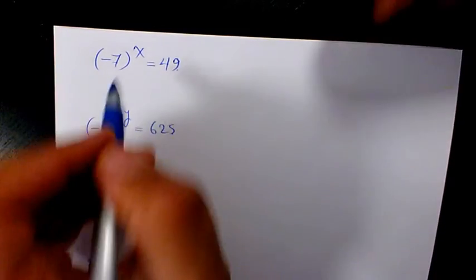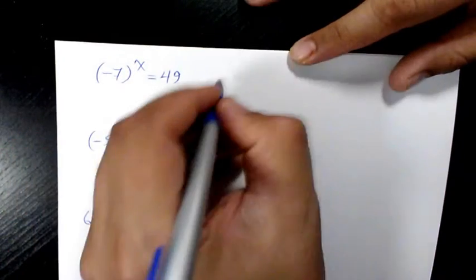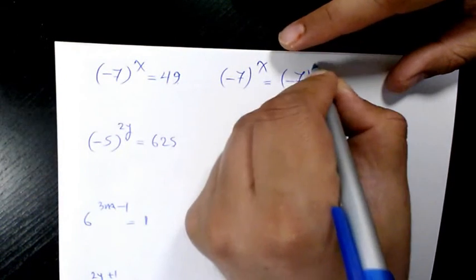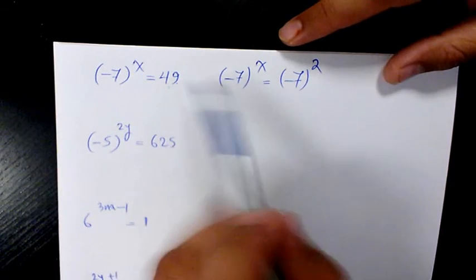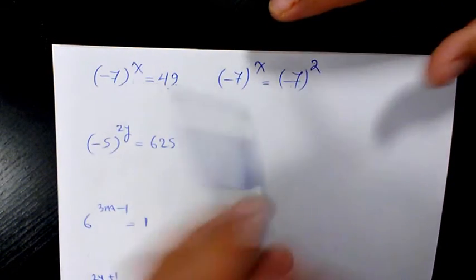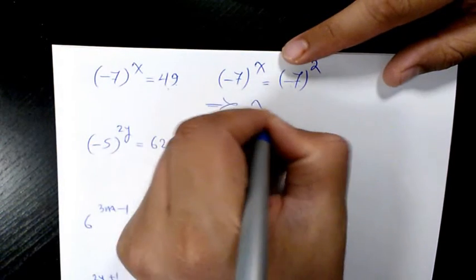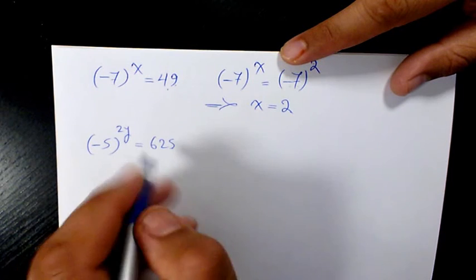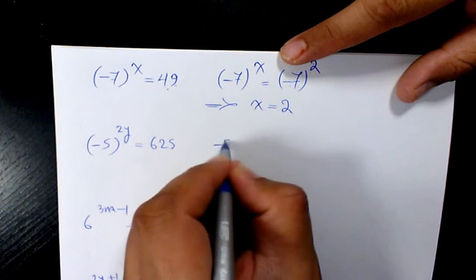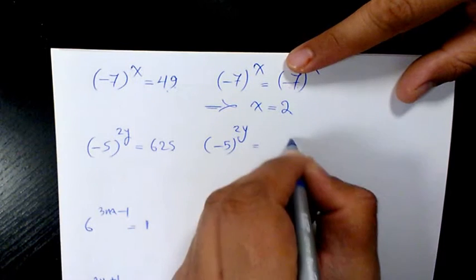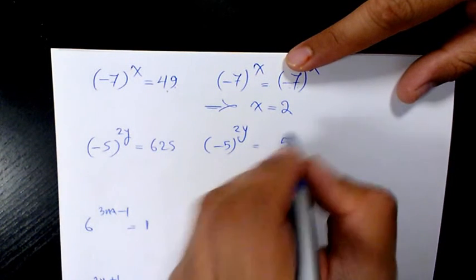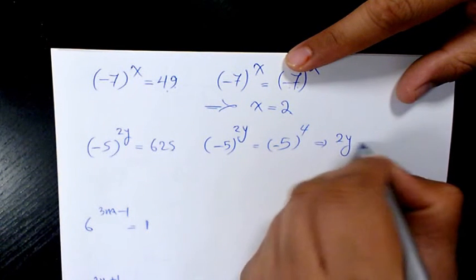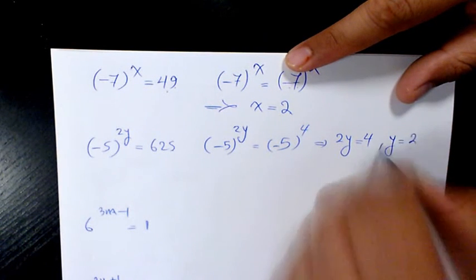Next example. Negative 7 to the power of x equals 49. So it's going to be negative 7 to the power of x equals negative 7 to the power of 2, because 49 is negative 7 to the power of 2 or positive 7 to the power of 2. So x will be 2. Negative 5 to the power of 2y equals 625. 625 is 5 to the power of 4 or negative 5 to the power of 4. We can write both of them. So 2y equals 4. So y will be equal to 2.